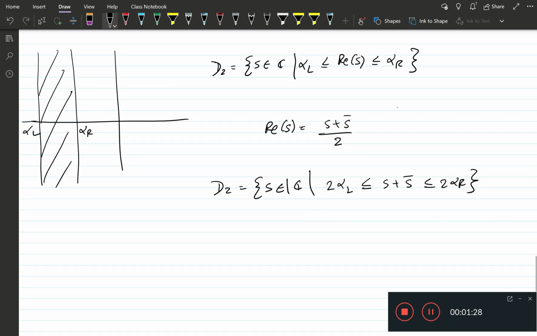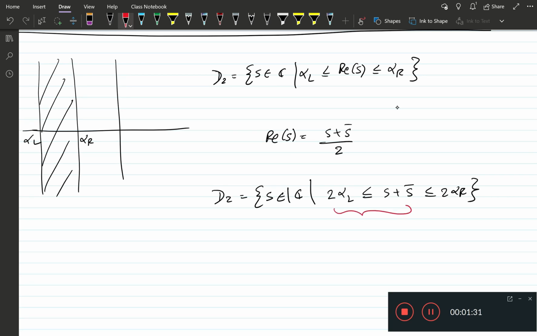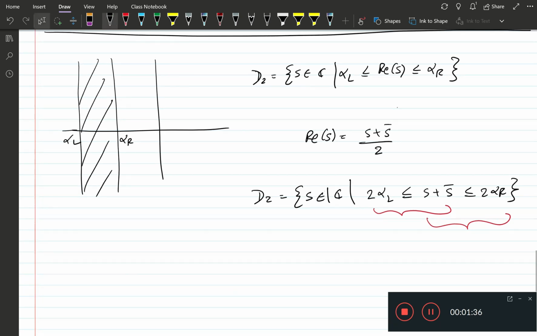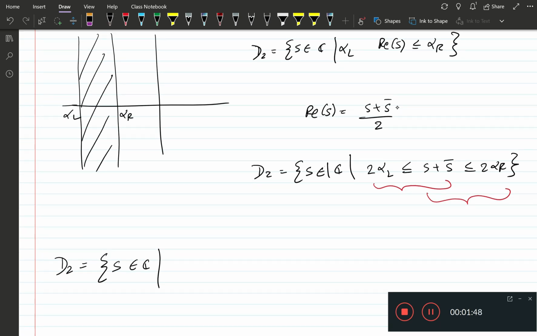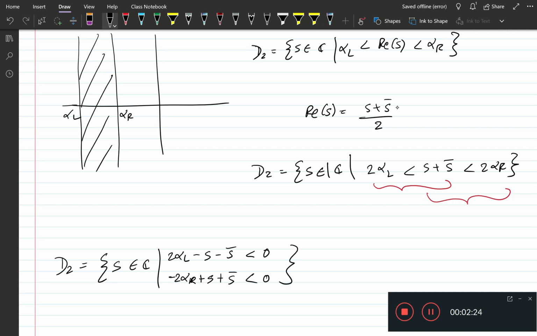And note that we have in fact two conditions here. So one is this one and the other is this one. So if we now write these two down separately, we get D2 is the set of all complex numbers such that, oh, and by the way, we had strict inequalities instead of non-strict ones, so let me change that to strict inequalities. Is the set of all S such that 2 alpha L minus S minus S bar is negative. So that's the first one, and then we have minus 2 alpha R plus S plus S bar is negative.